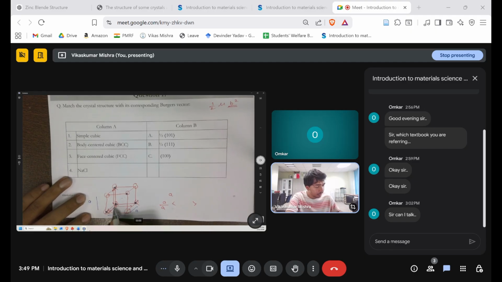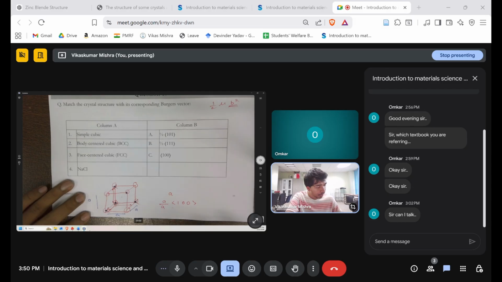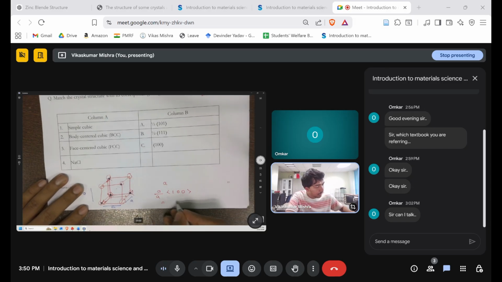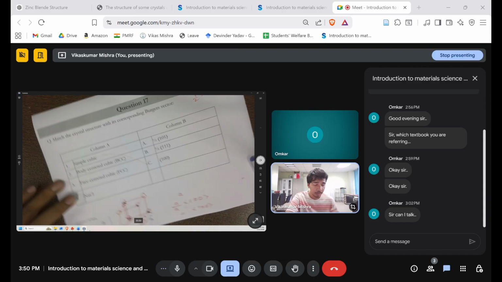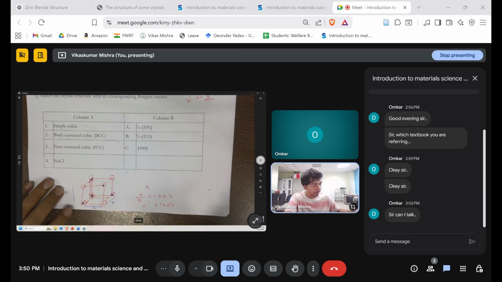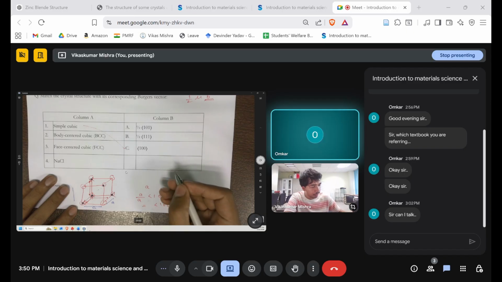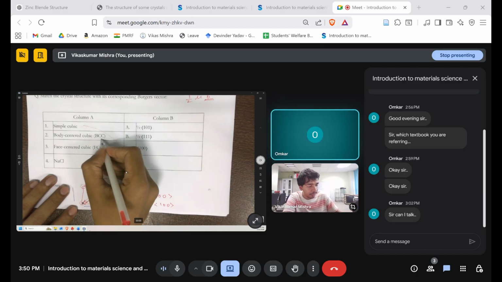What about the direction? The direction is along 1 0 0, or 0 1 0, or 0 0 1. All three are the same because it's a cube. They are the family of directions. So what we get from here is 1 0 0. Simple cubic will match with C. What about the BCC? It matches B, right? Yes, BCC will match with B.